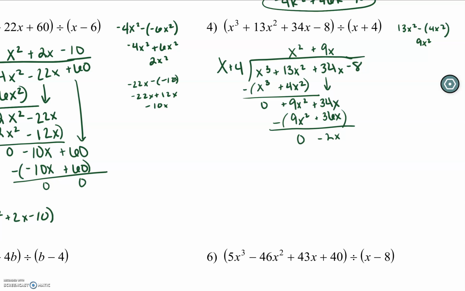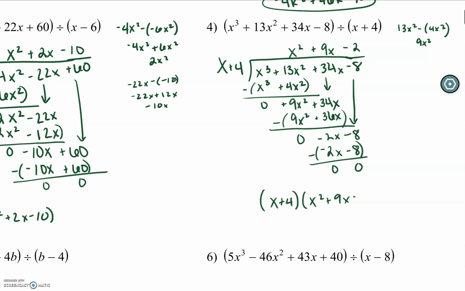We cannot divide a binomial into a monomial, so we have to bring this down to make this a binomial. And again, what would I have to multiply x by to equal negative 2x? And the answer would be negative 2. Negative 2 times x would be negative 2x, and negative 2 times 4 would be negative 8. We are subtracting the whole line. Negative 2x minus negative 2x would be 0. Negative 8 minus negative 8 would be 0. So leaving us with x plus 4 times x squared plus 9x minus 2.